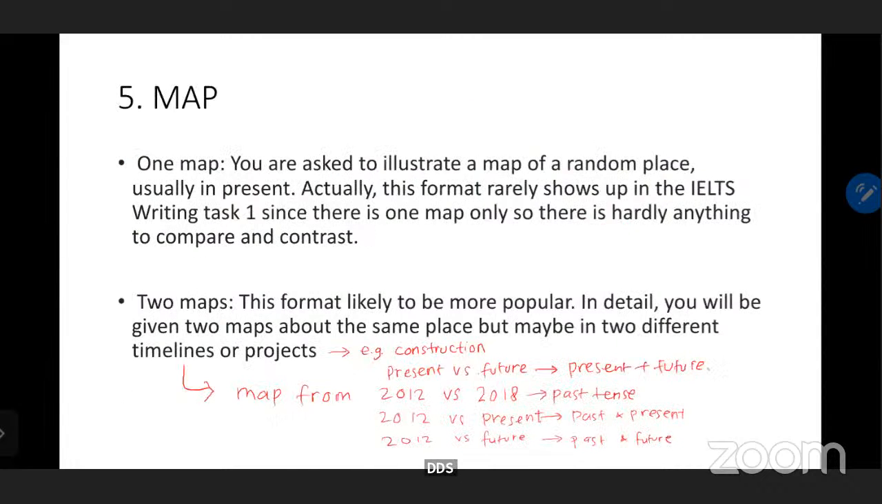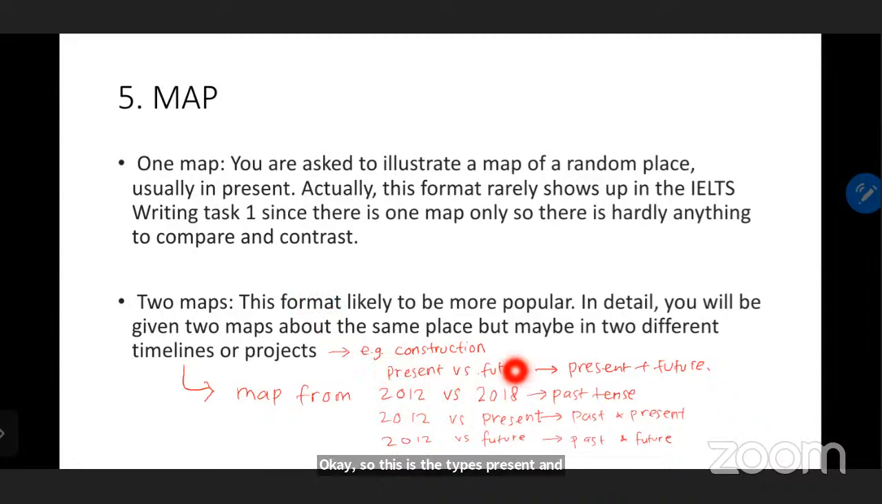Next, map picture. There are 2 types of map questions, but this is the most popular. This one is rare to be shown. The most common type of map question is where you have to compare between 2 maps. Usually you compare the present and future map or past and present maps. Okay, so these are the types.